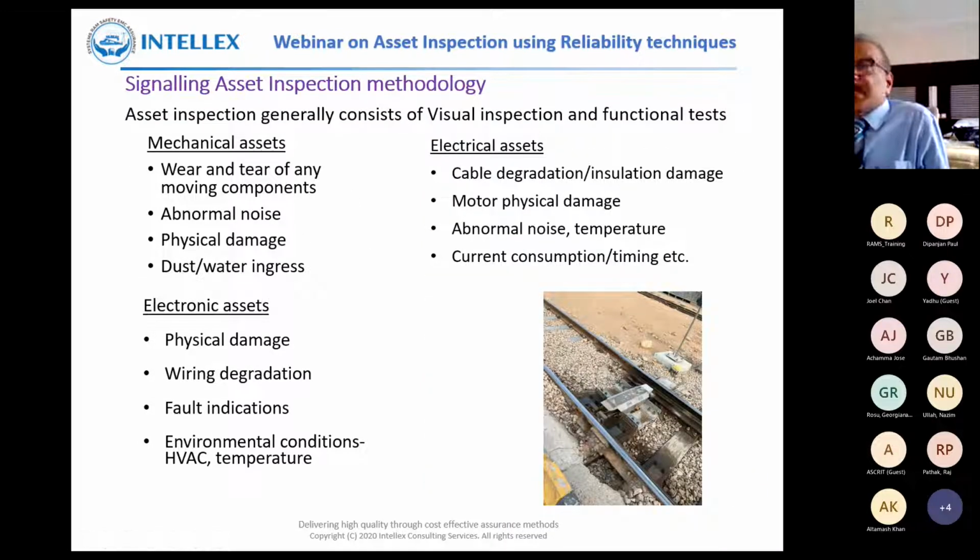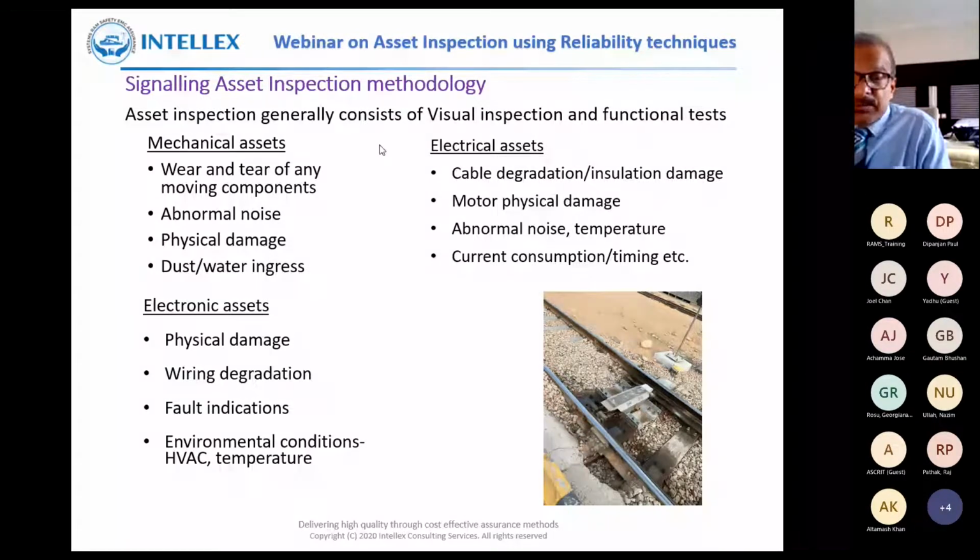The signaling asset inspection methodology normally followed is visual inspection and functional test. Nowhere I'm proposing that we replace that with a reliability analysis or anything, because the existing methods of visual inspection and functional test add their value. It's only about complementing this with further analysis of the failure data. So if it's a mechanical asset, there are the usual checks like wear and tear of any moving components, because mechanical elements can wear and tear over a period of time, and it can be visually noticed as well.